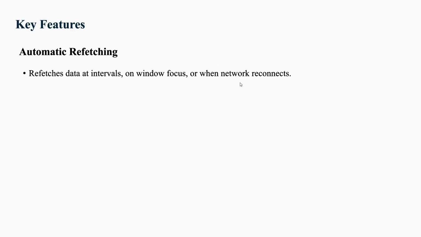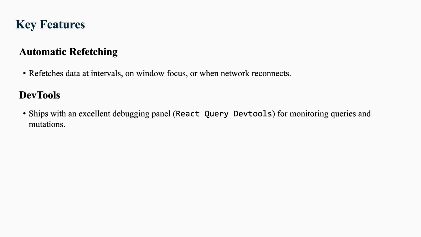Suppose we are offline and connect back when we are online. At that time, when the network reconnects, it's going to automatically refetch. And refetch data at an interval means we can specify an interval, like after 5 minutes, please refetch the data. So these are the properties it holds. DevTools ship with an excellent debugging panel for monitoring queries and mutations. Now with all of this definition and these key features, we will see each example practically.